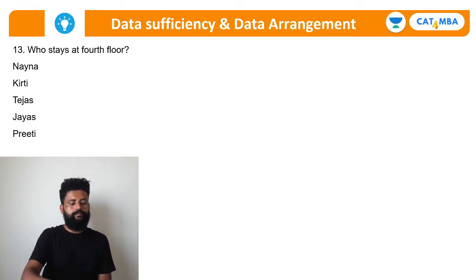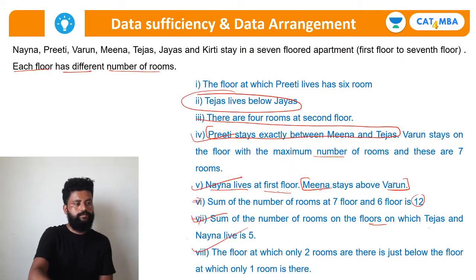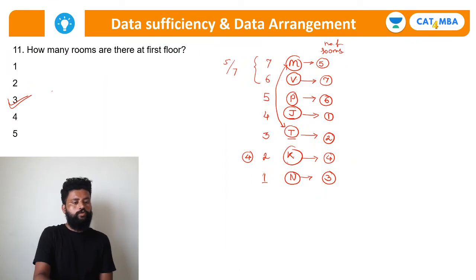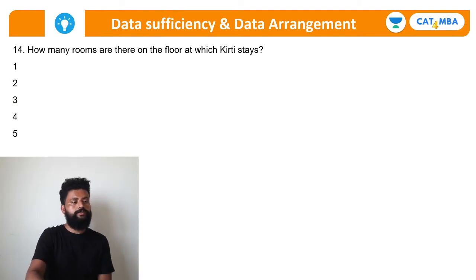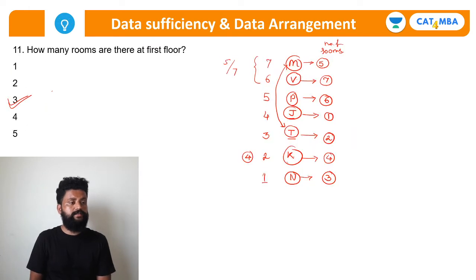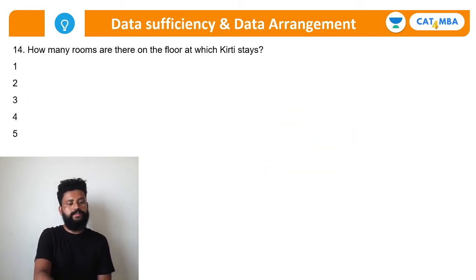Next thing, who stays at the 4th floor? Answer is again Jayas. Next one, how many rooms are there on the floor at which Kirti stays? There are 4 rooms.